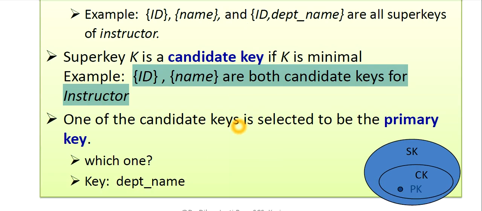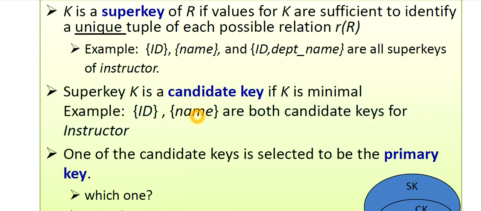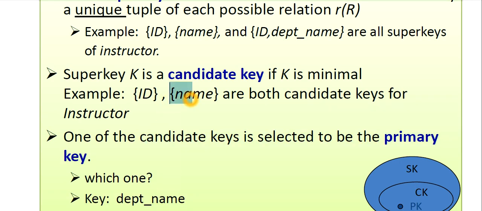Then one of the candidate keys: ID is one candidate key, name is another candidate key, but I am not going to use both of them. I am going to use only one of them. So one of the candidate keys is selected to be the primary key. It means the primary key is any one of them, say in our case name, or say in our case ID. That one which I have used is known as the primary key.